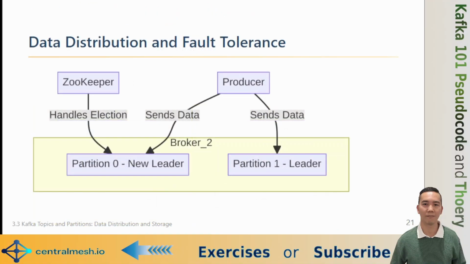In the event broker 1 fails, Zookeeper coordinates the reassignment of the leader role for partition 0 to the replica on broker 2. This enables fault tolerance in case one broker goes down.